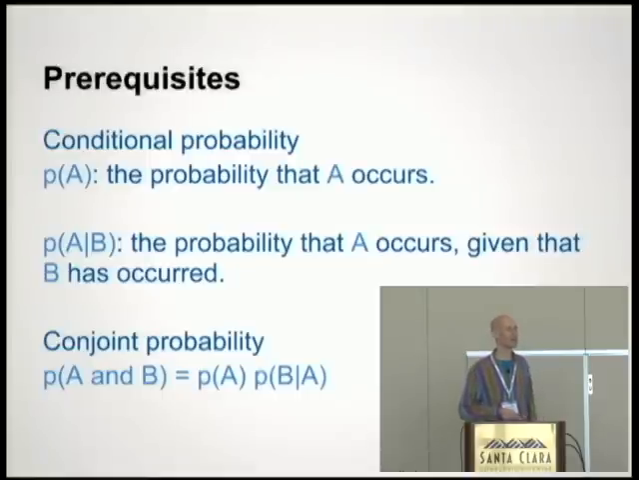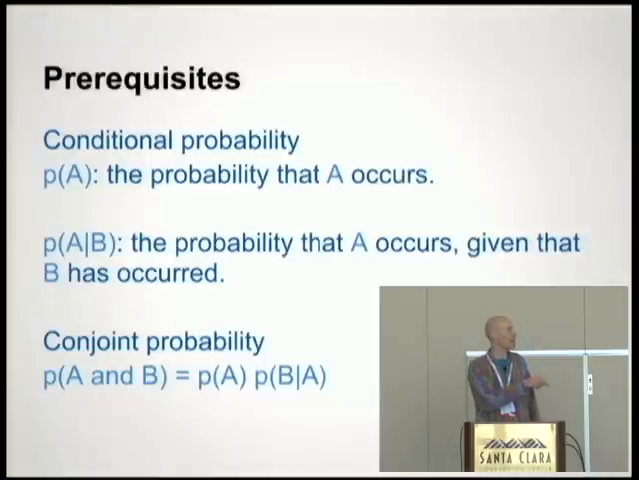So if I tell you that B is true, what's the probability that A is true? And then the last piece is conjoint probability, which is what's the chance that both A and B happen? And this says that, well, if I tell you that A happened, and you know the probability of B given A, then that's the probability of A and B.